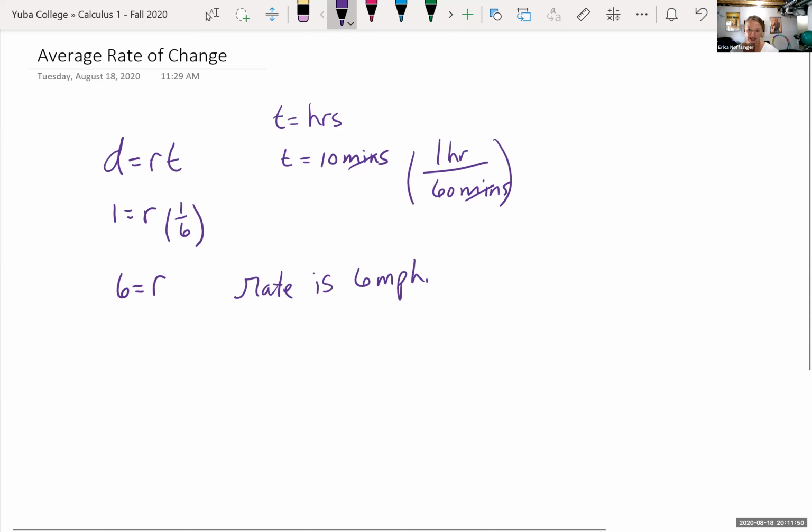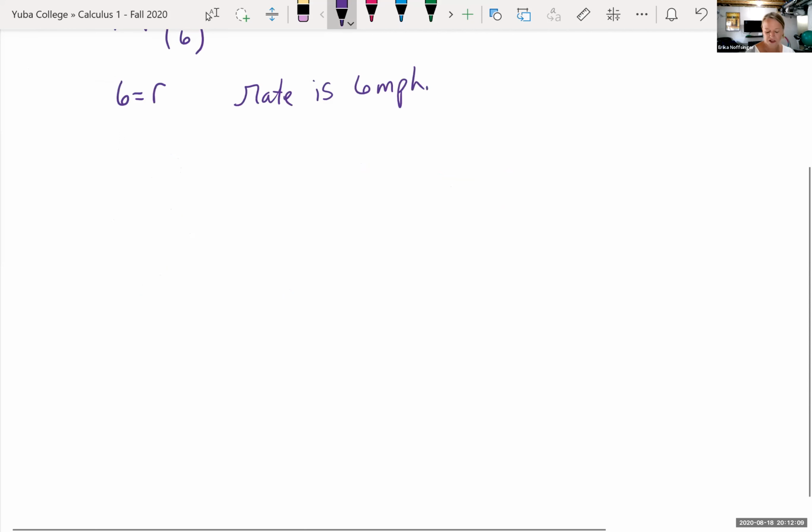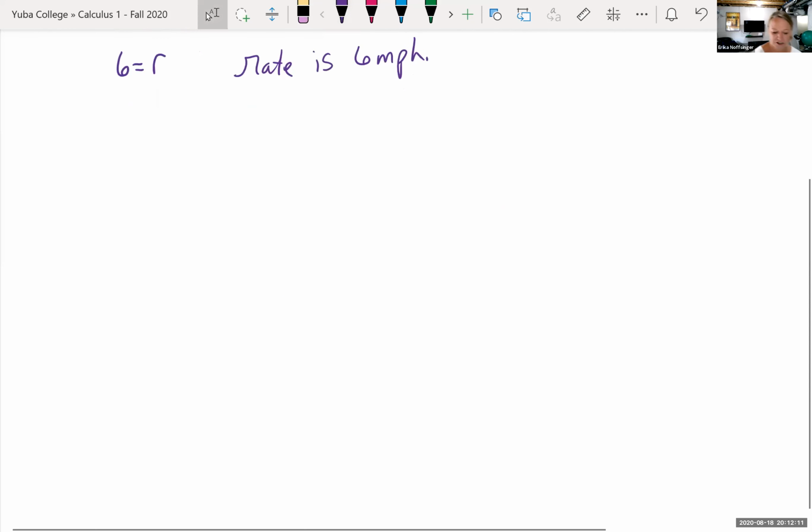So this is actually the average rate of change. And a lot of times we're looking at the average rate of change. But maybe we want to look at an instantaneous rate of change. Maybe you want to know, 1 minute into the drive, exactly how fast I was driving. And so calculus gives us the tools to be able to do that. So let's review average rate of change.